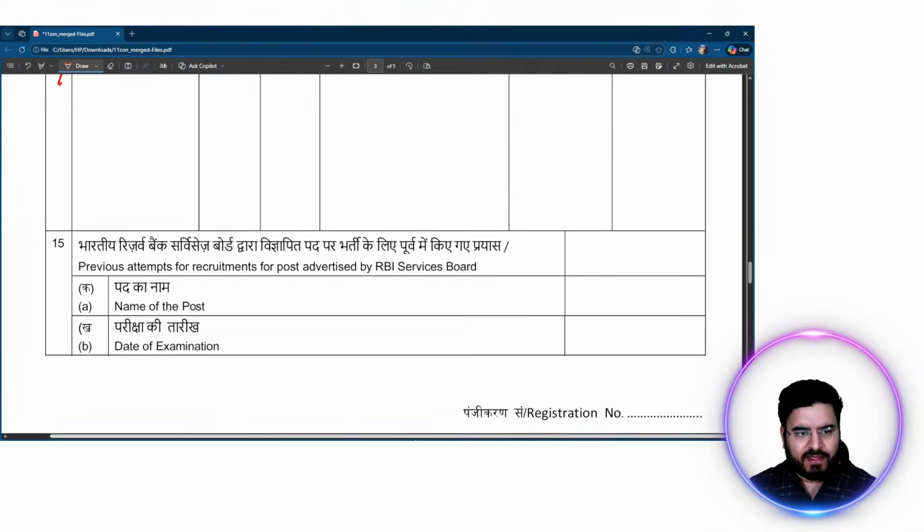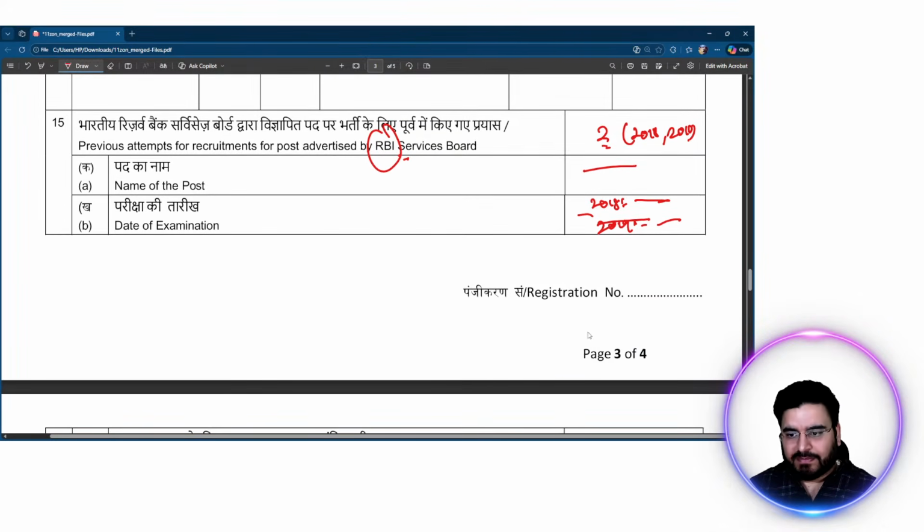Next, they have asked about the number of attempts you have given for RBI Grade B. Let's say you have given 2 attempts, right? So you can mention 2, and in brackets you can mention, let's say, I gave it in 2018 and 2019. Which position? You can mention Grade B officer, general. What was the date of the examination? You can mention 2018 exam date was this, 2019 exam date was this. And guys, please don't forget the registration number on every page.